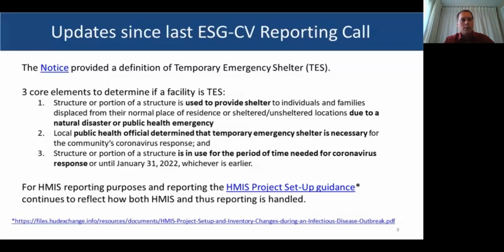So I'm going to turn the time over to Michelle for us to dive a little more into this temporary emergency shelter piece. So next slide, Tommy, please.